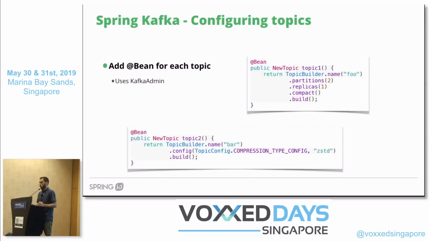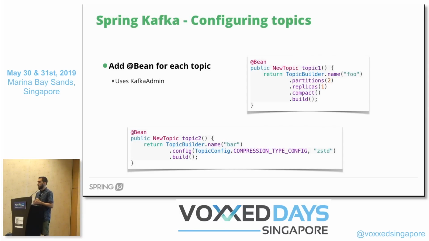And then we also have a way to configure topics. We have support for that. If you register any bean in the application context of type NewTopic, this is going to be auto-created in the broker as well. So we have a builder, the TopicBuilder, that allows you to create those topics.